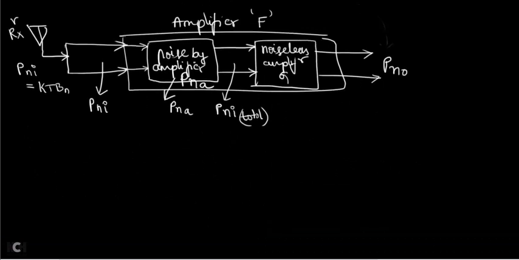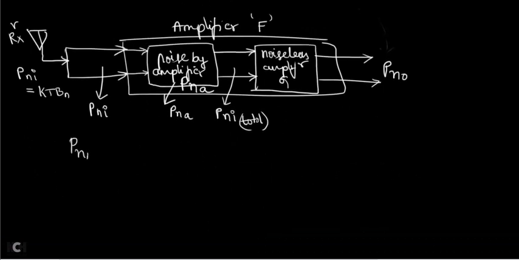Now what is the expression for PNI total? This is the total noise power entering the amplifier with gain G. It is given by the input noise power coming from the antenna, added to the noise generated by your amplifier also. So PNI total will be equal to PNI plus PNA.